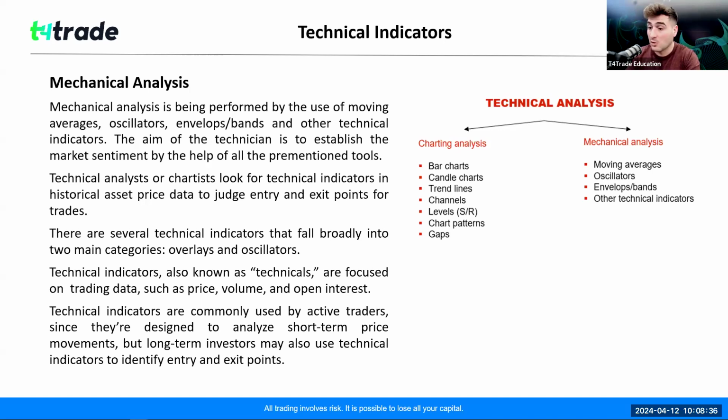Moving averages definitely fall under the category of overlays, so they go on top of price action. Technical indicators are also known as technicals, and they focus on trading data such as price, the most important, volume, and open interest. Technical indicators are commonly used by a plethora of traders, pretty much everyone. However, their usage depends upon what kind of trader you identify with. A long-term trader might not use technical indicators heavily. However, he might use a few of them in brief periods of time to judge whether the market is moving in his or her desired direction.